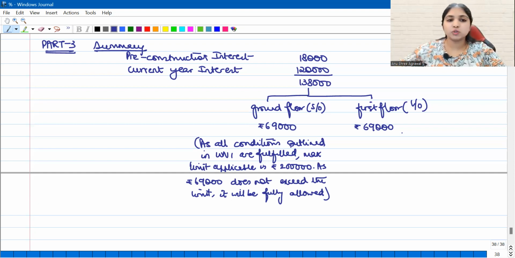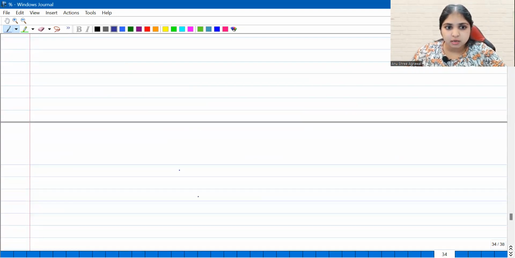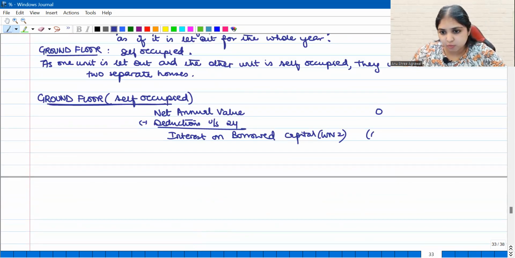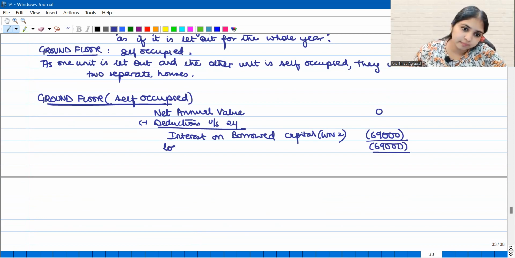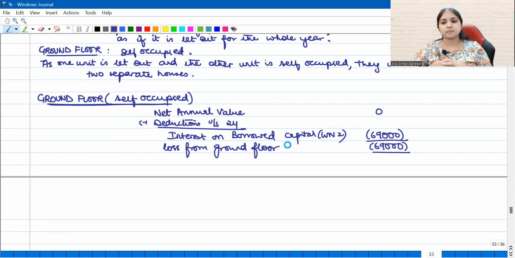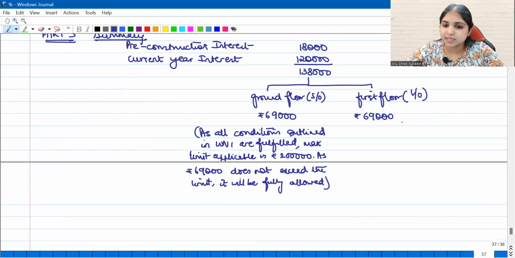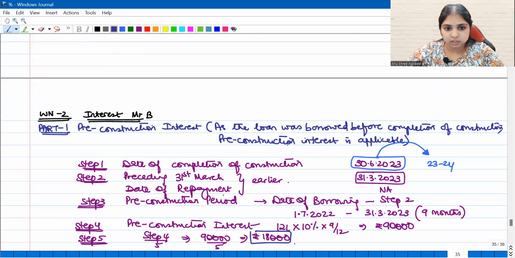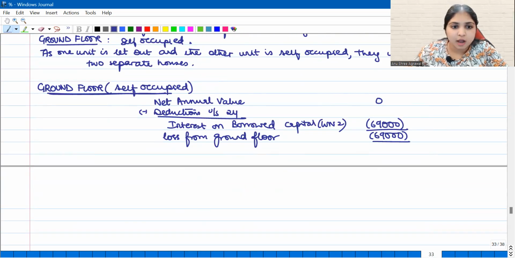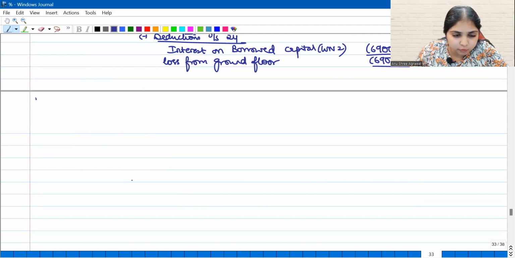Done. So come back to the ground floor working. Ground floor working interest, how much you're going to allow? 69,000. What's your net number? 69,000. Call it loss from ground floor. Done. So this is it about your ground floor calculation, guys. Interest calculation, everybody is comfortable. You're done, right? Fine. Now, after ground floor, write down, leave a line, and then write down first floor.